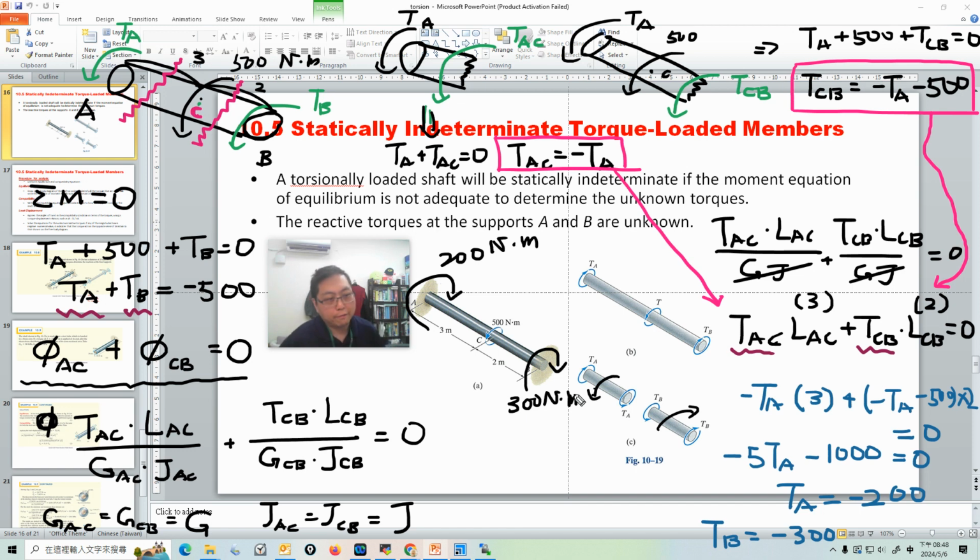I also have some statically indeterminate problems for torsional load members, two or three problems, and I have recorded some videos. So please watch the videos and solve these statically indeterminate problems by yourself, because they are really similar to each other. So I don't want to explain them one by one in class. The compatibility equation is not really that hard.